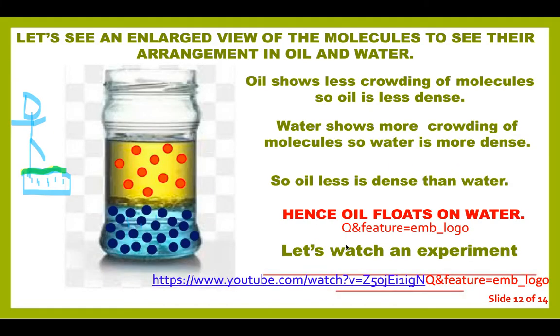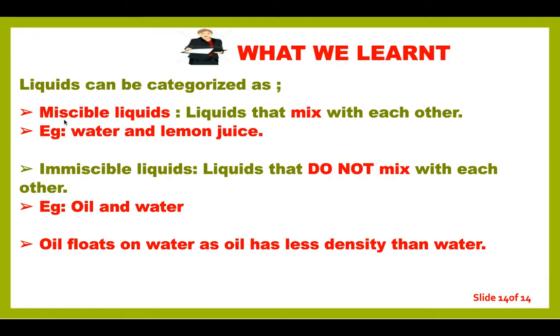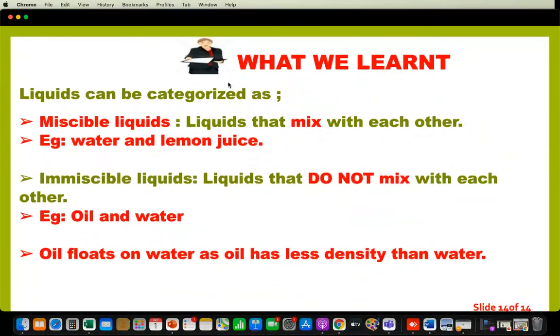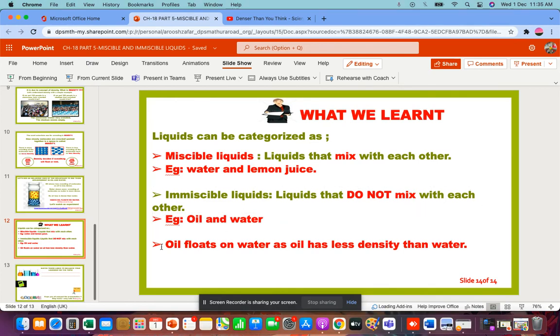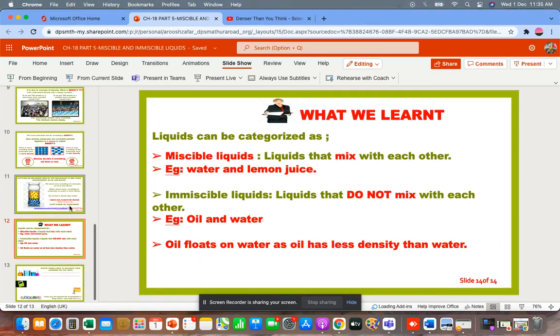Now let's see here is what we learned. Miscible liquids are liquids that mix with each other. Example, water and lemon juice. Immiscible liquids are liquids that do not mix with each other, like oil and water. Oil floats on water as oil has less density than water. And density is the other name for crowding.